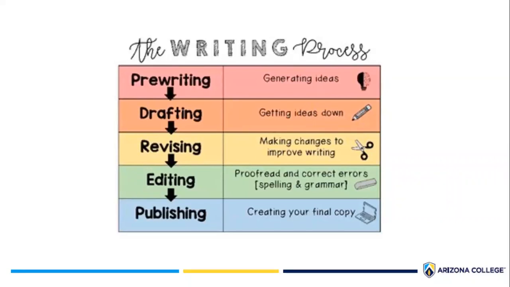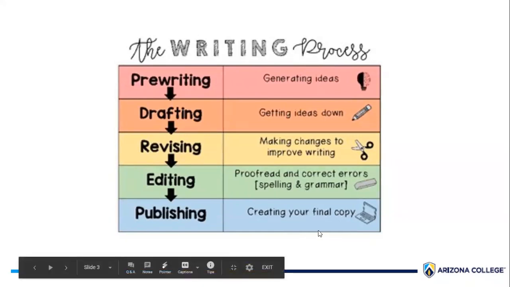Revising and editing involve making changes to that first draft. Revising involves content changes on the paragraph or entire paper level, kind of a global level. And then editing involves proofreading and correcting spelling and grammar errors. And then finally, publishing your final draft, or turning in your final draft, creating your final copy.